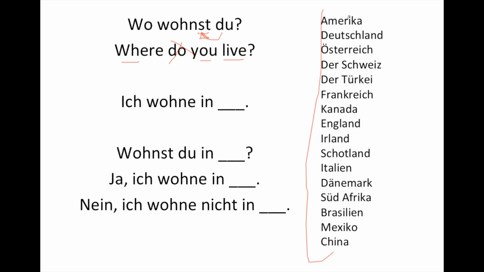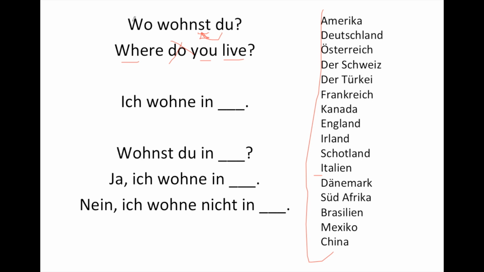Ich wohne in Amerika. Yes or no question, wohnst du in blank? Wohnst du in Italien? Nein, ich wohne nicht in Italien, ich wohne in Amerika. Wohnst du in Amerika? Ja, ich wohne in Amerika.